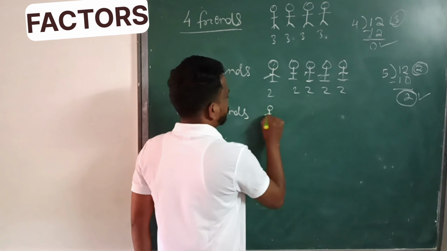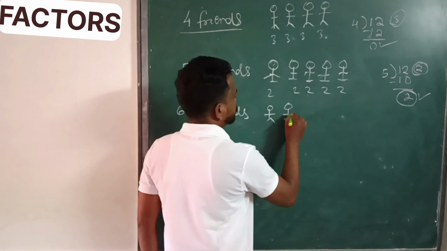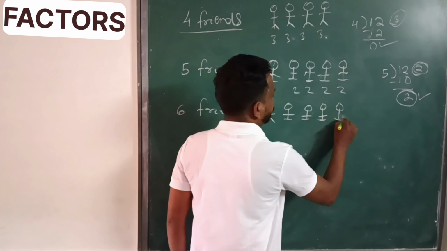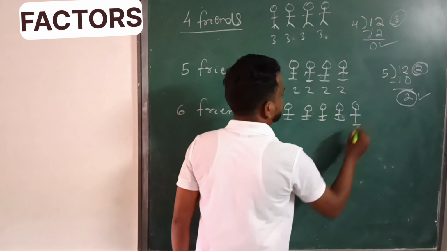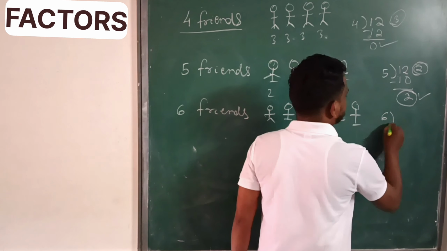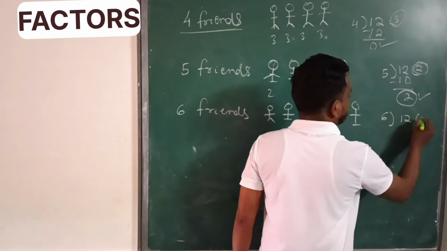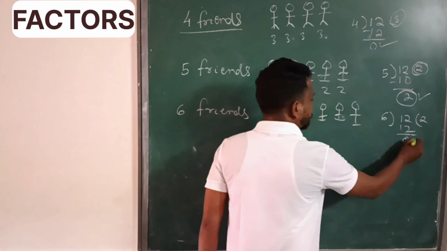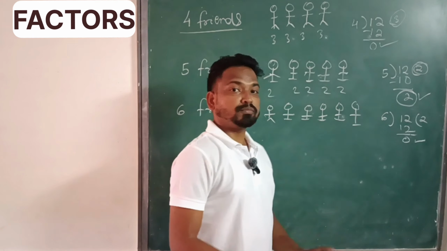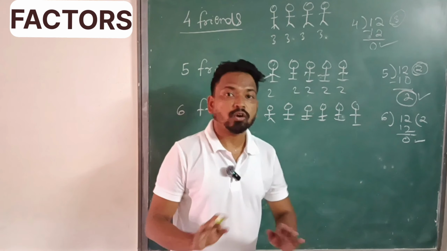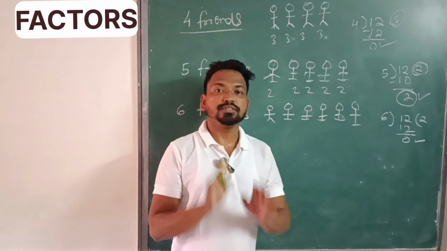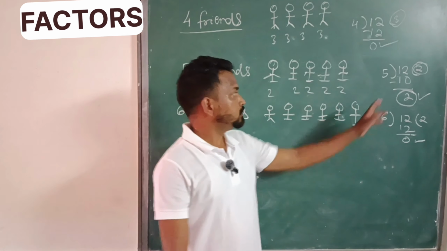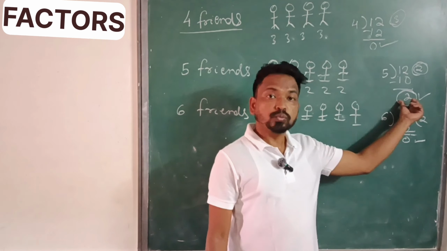So now if I give the 12 chocolates among my 6 friends, then 1, 2, 3, 4, 5, 6 friends, then 6 2s are 12. So now here I got 0. Remainder is 0 means what, students? There is no chocolate left out. I have divided the chocolates among everyone equally, but in the case of 5, 2 is left out.